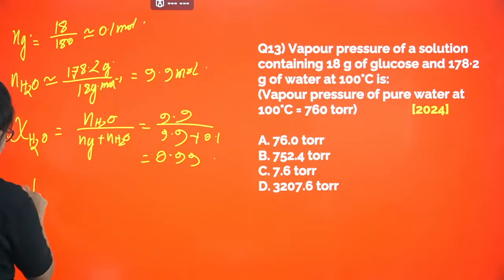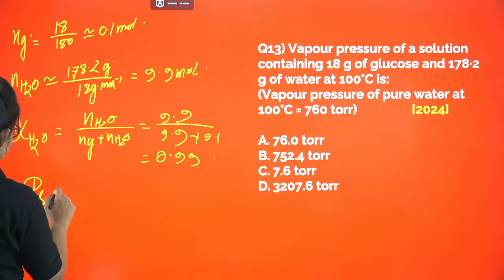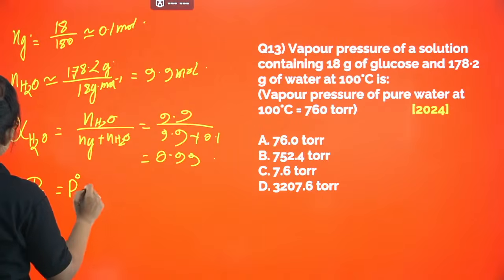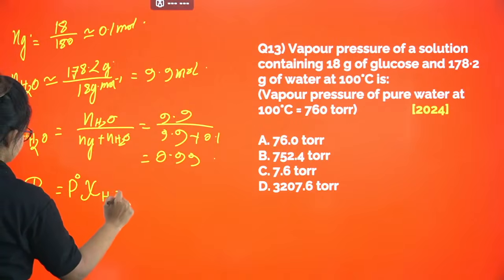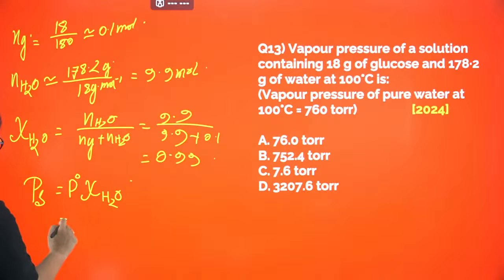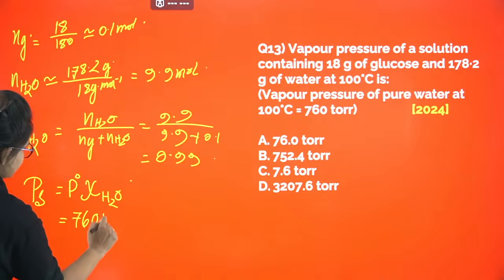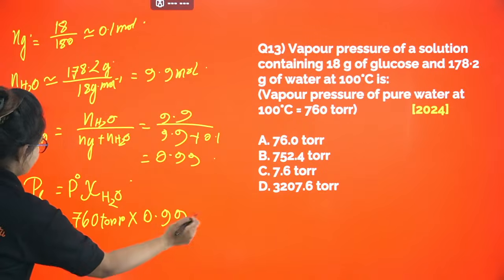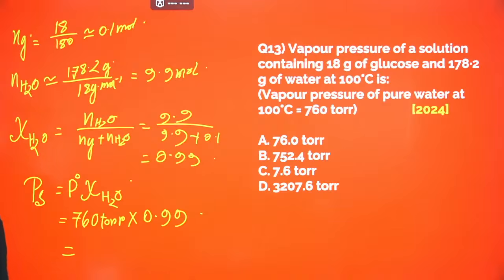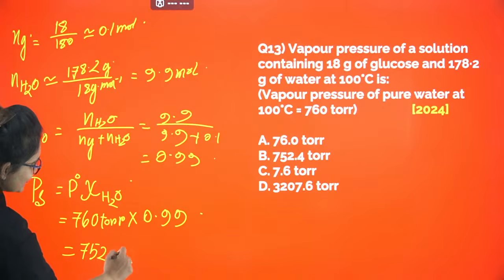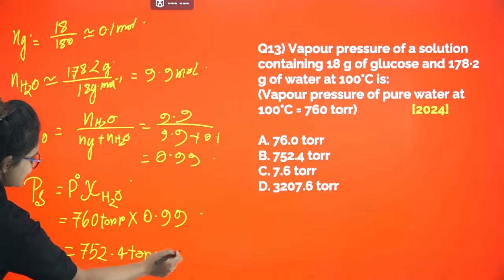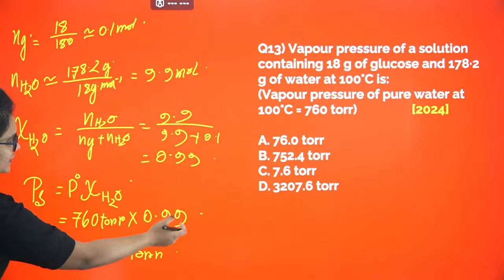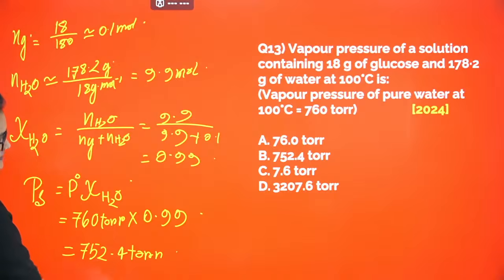Now the formula: the pressure of the solution is equal to P naught into the mole fraction of H2O. From here, P naught is 760 torr, into the mole fraction of water, 0.99. That will give you something close to 760 only. So 752.4. This type of approximation you can do, because 0.99 is close to 1. So you should get something near 760. That is the only value.